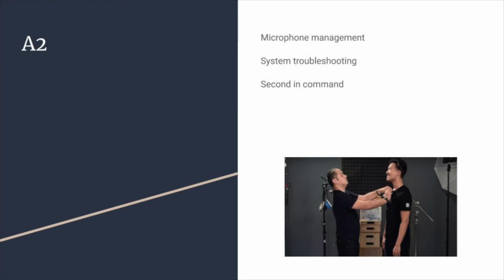He's the second in command, which becomes very important during setup and teardown to have another set of eyes and ears and help with the crew to make sure things go smoothly. Some events with very small audio systems or few microphones that don't need a lot of management, you might not have an A2, you just have one audio individual, an A1, doing all the work.